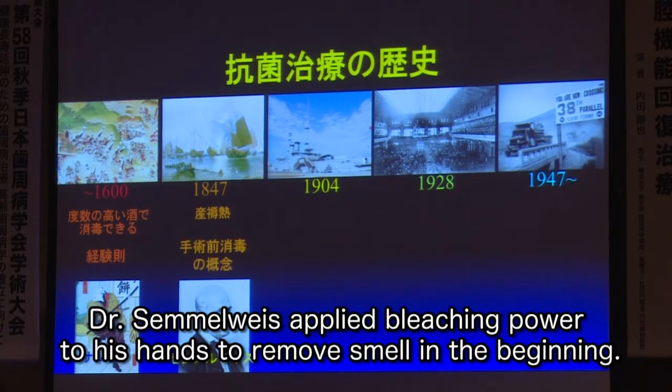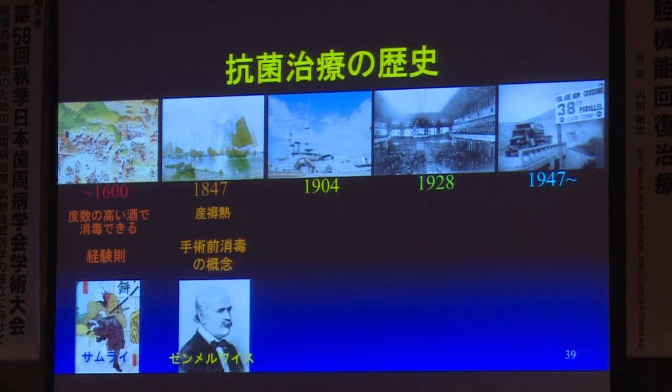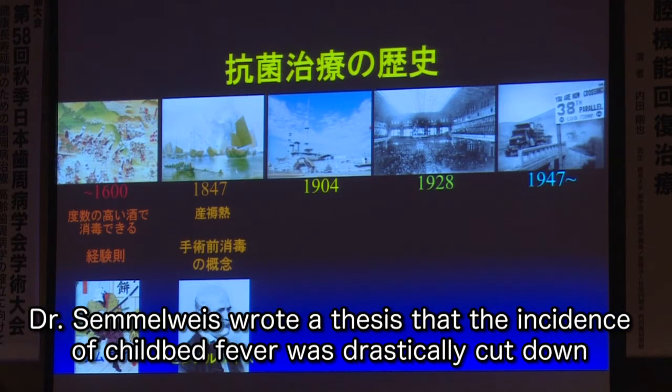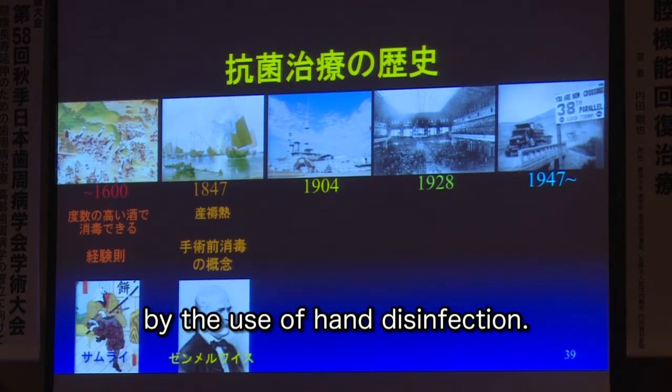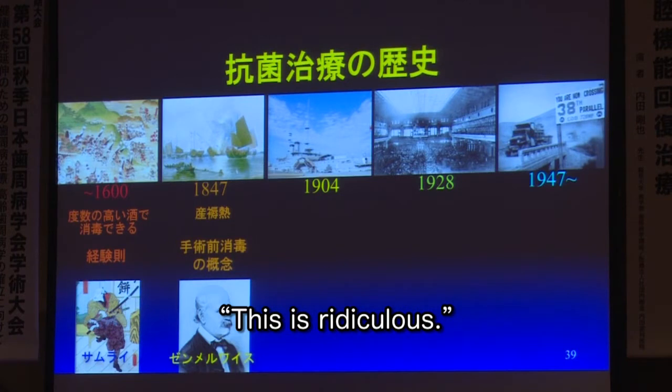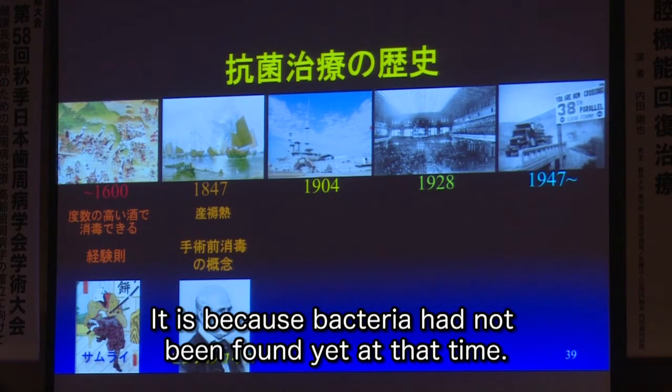Dr. Semmelweis applied bleaching powder to his hands to remove smell in the beginning. This act is equivalent to that of disinfection with sodium hypochlorite. Dr. Semmelweis wrote a thesis that the incidence of childbed fever was drastically cut down by the use of hand disinfection. At first, people thought he was insane, saying this is ridiculous. It is because bacteria had not been found yet at that time.